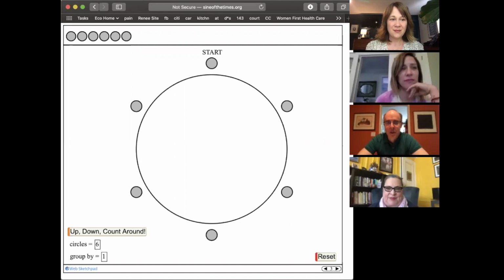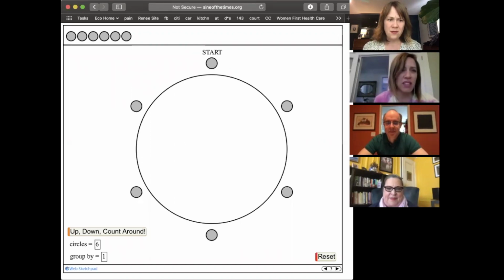So now we're on to a new page of the game. What do you notice? I see dots. I see gray dots. The dots are in a circle. The dots are in a line. There are 6 dots in the line. There are six dots on the circle. There's 12 dots altogether. I see it says start.